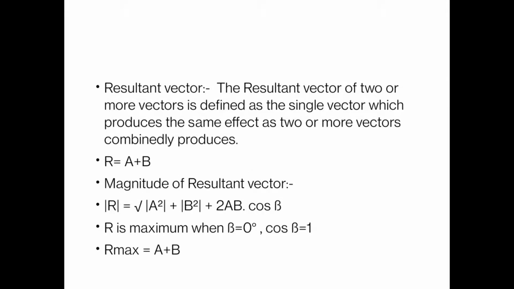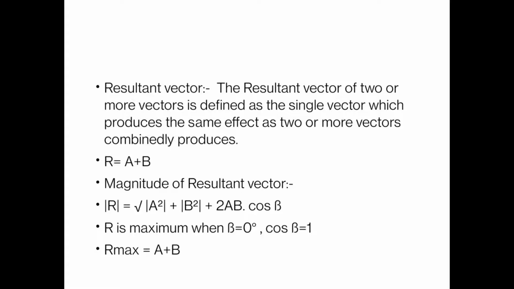Resultant vector. Resultant vector is the final result of a combination of two or more vectors. That means the resultant vector of two or more vectors is defined as the single vector which produces the same effect as two or more vectors combined produce. So it is the single vector which gives the same result as that of the two or more vectors.